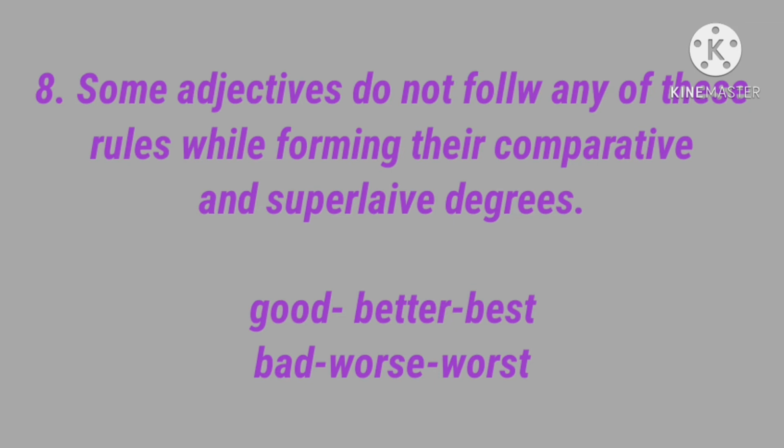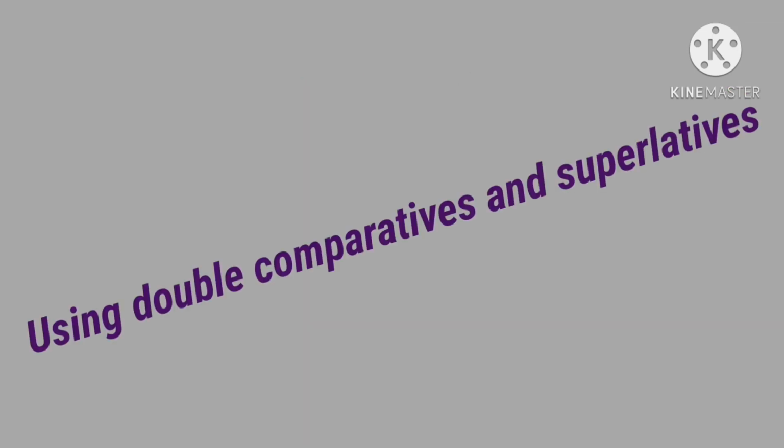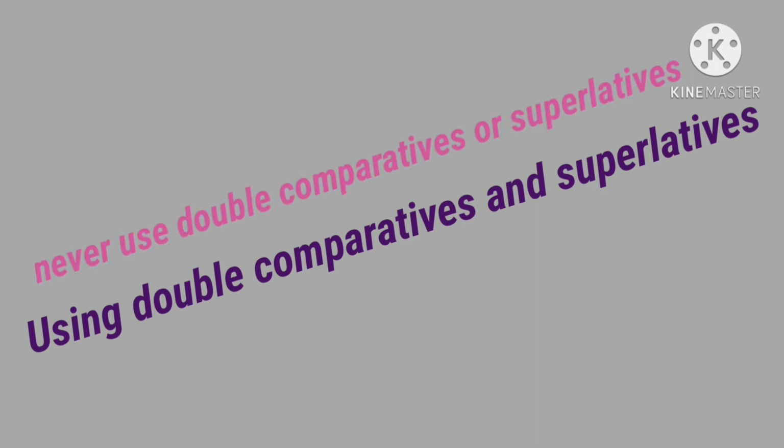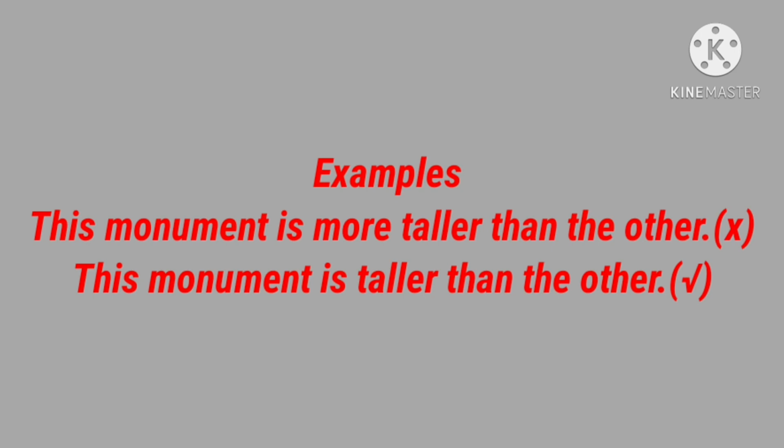Next, using double comparatives and superlatives. What are they? We should never use double comparatives or superlatives with a noun. See these examples. This monument is more taller than the other. Here, more is a comparative form and taller is also a comparative degree, so we should not use a double comparative. The correct answer is: this monument is taller than the other.